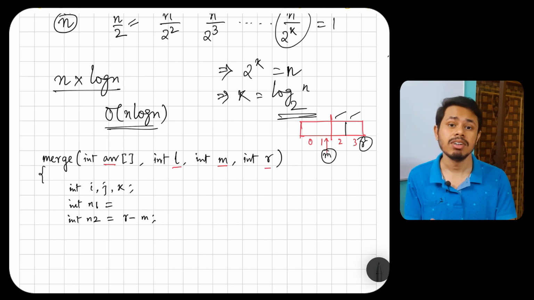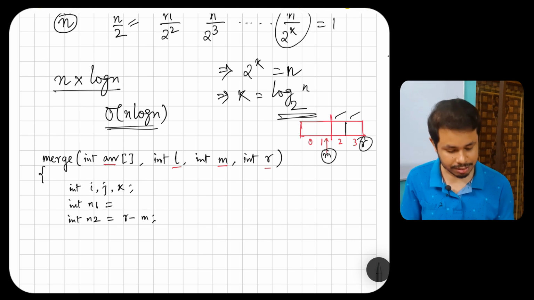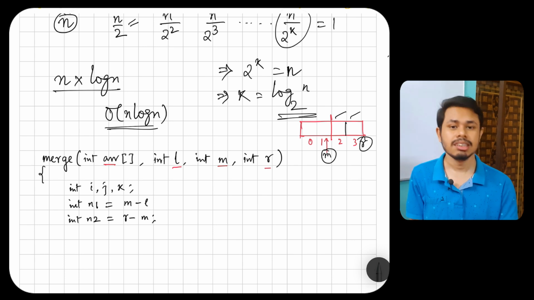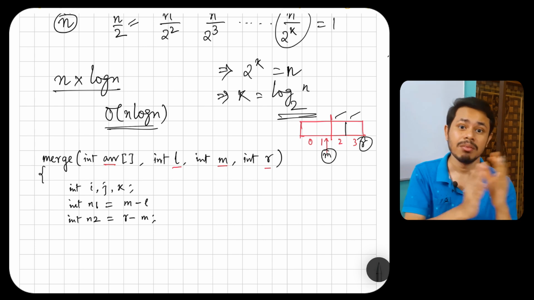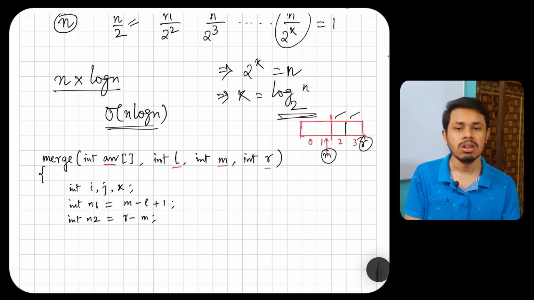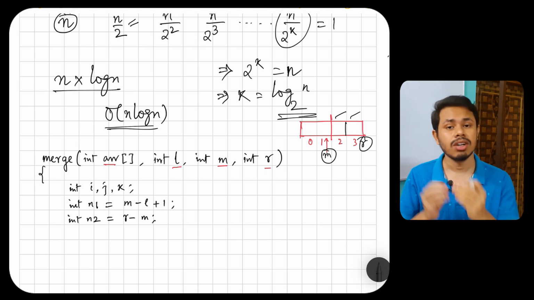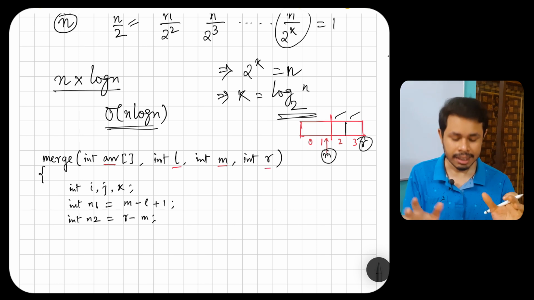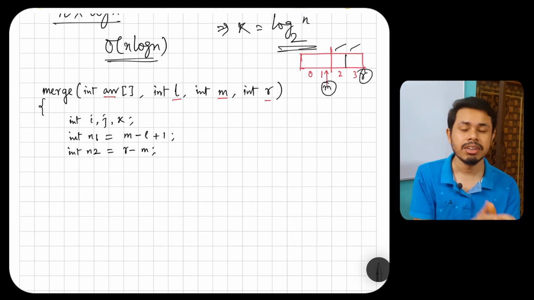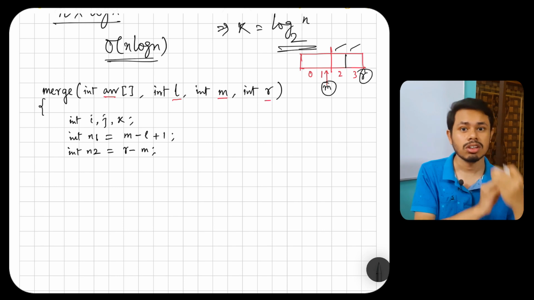How many elements would be in the left subarray? Just look carefully. It would be m minus l. So 1 minus 0 is 1, but we have 2 elements, so it would be plus 1, because array index starts from 0. If we want to count the number of elements, we have to add another 1, right? So this is clear, I think. So we have found the number of elements in the left subarray and the right subarray.